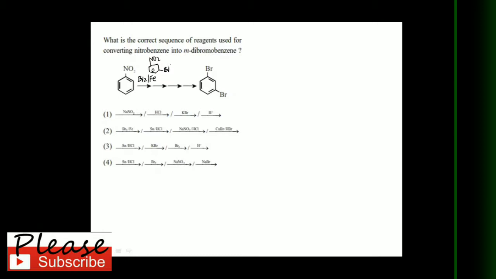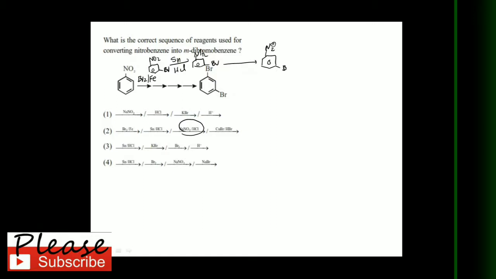Now here Sn and HCl means a reduction reaction. This NO2 group is reduced to NH2, with bromine at the meta position. Next, taking NaNO2 and HCl, that is nothing but diazotization. Diazotization means that the NH2 group is converted to N2+.